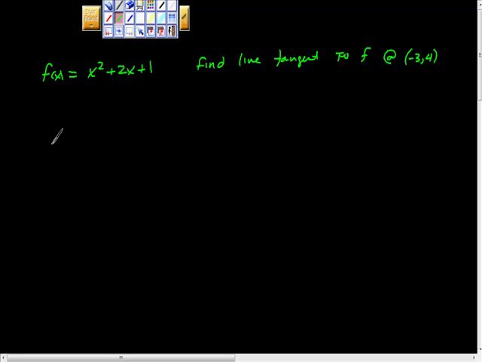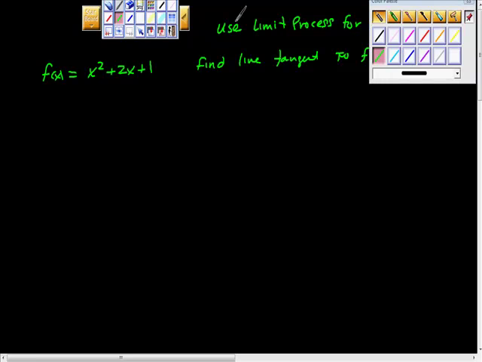Okay, so given the function f of x is equal to x squared plus 2x plus 1, it says find the line tangent to f at negative 3, 4. In this case, you have to use the limit process for derivatives. Right? So we know this, don't we?